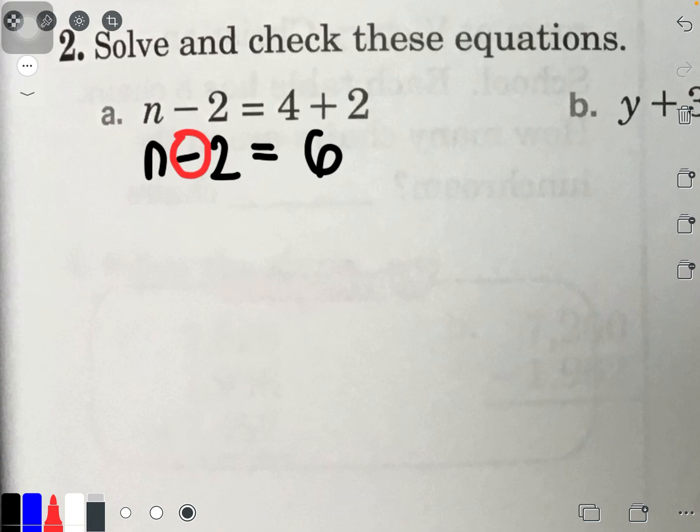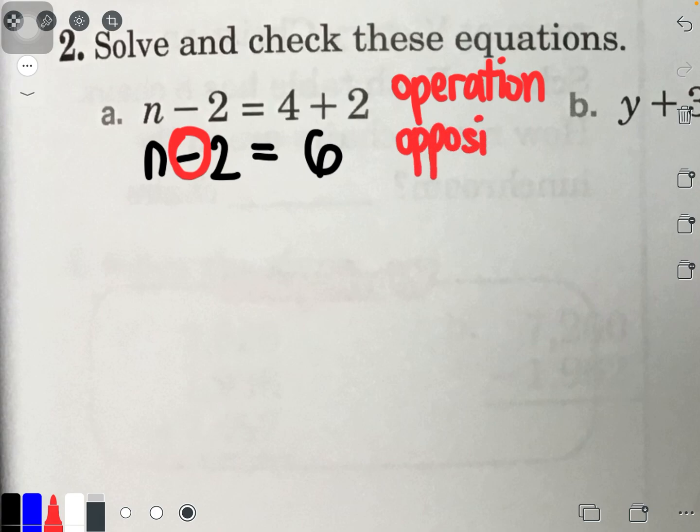Notice that the word operation, I'm going to write it up here, operation, starts with an O. Doesn't that look like a nice O? So the operation is subtract. Now we have to find the opposite of the operation. And again, opposite starts with O.